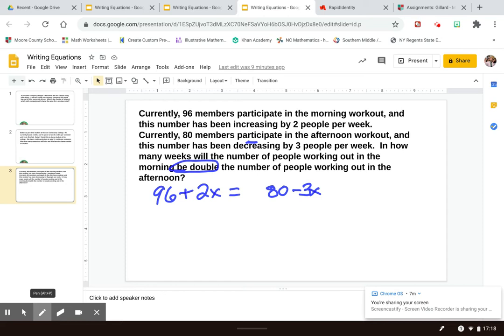So let's take a moment and think. Which side do you think needs to be multiplied by the number 2? If you said the right side, you are correct. Because the question is, in how many weeks will the number of people working out in the morning, so that's 96 plus 2x, equal to double the number working out in the afternoon, or 2 times 80 minus 3x. So this one just involves one extra step of distributing. So let's go ahead and distribute.